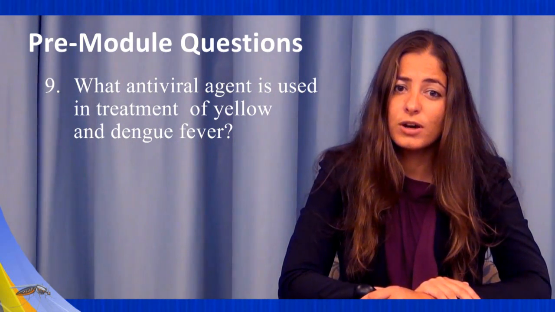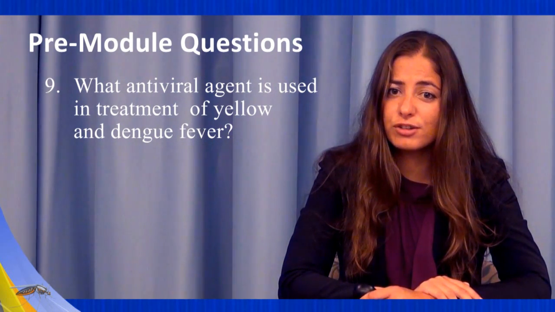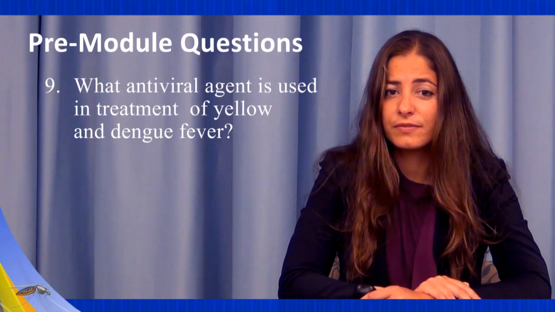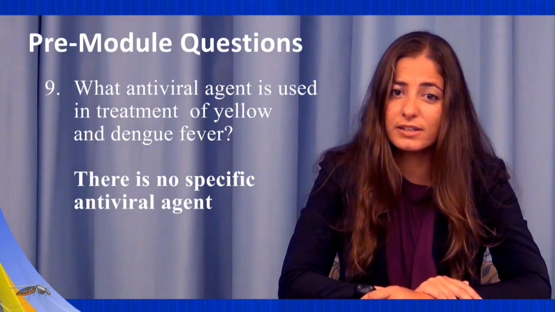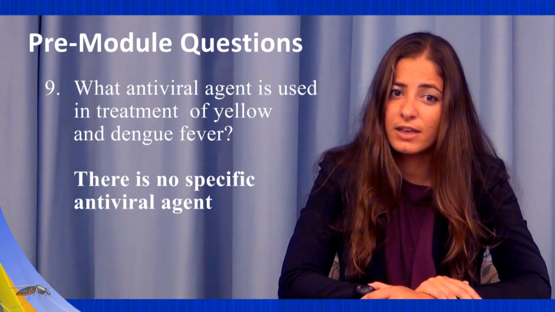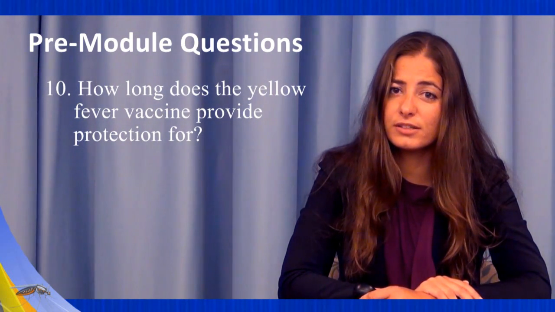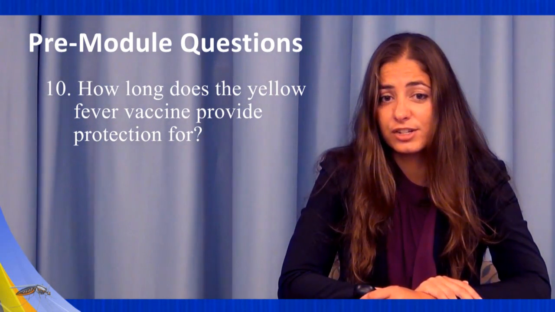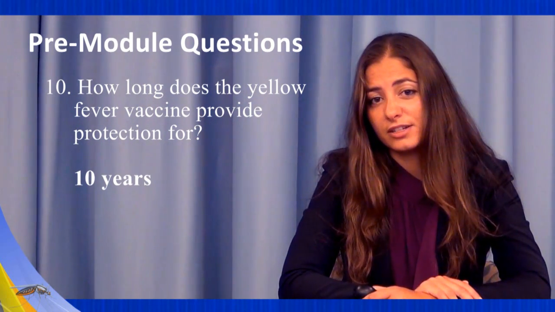Question 9. What antiviral agent is used for treatment of yellow and dengue fever? The answer, there is no specific antiviral agent available. Question 10. How long does a yellow fever vaccine provide protection? The answer is up to 10 years.